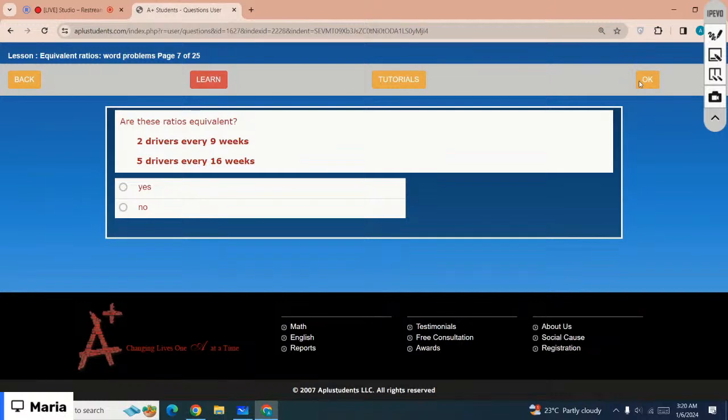Are these ratios equivalent? 2 drivers every 9 weeks and 5 drivers every 16 weeks. So which is the correct option? The correct option is no, they are not equivalent.